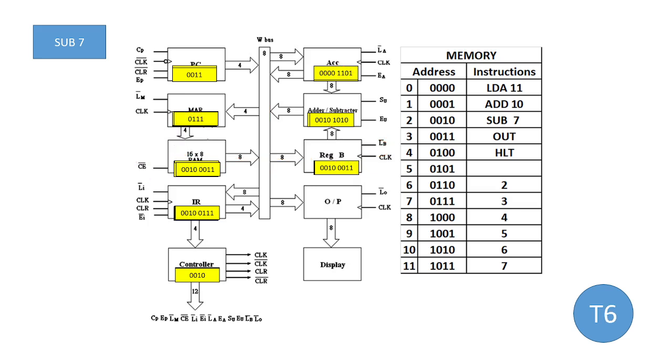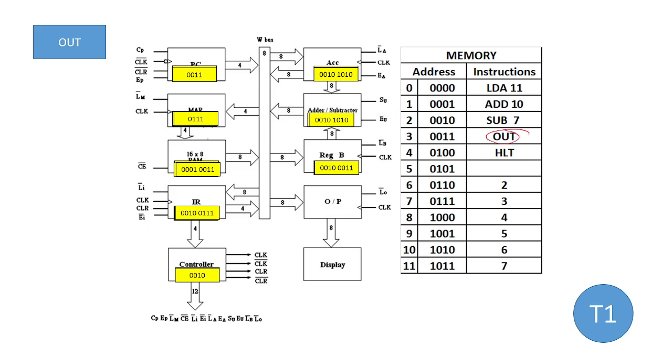So here on our T6, the result will be sent to our W bus and then be accepted here on our accumulator. So the active pin here is the EU and the LA. Ito na, it has been accepted na. Then, so now let's go to the next instruction, which is the out.